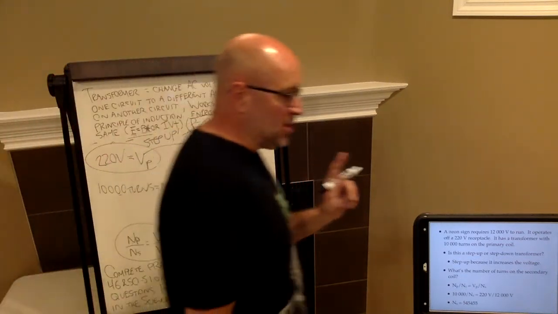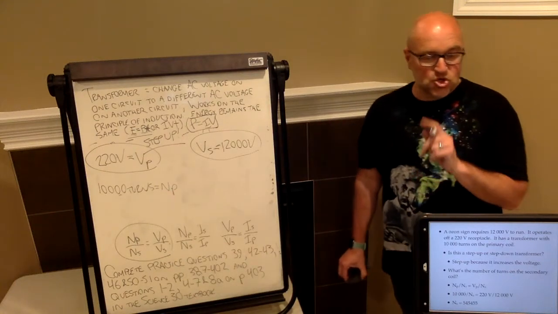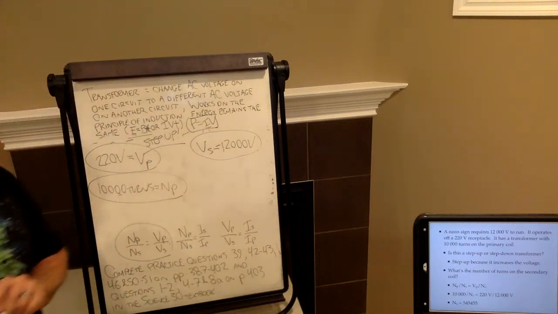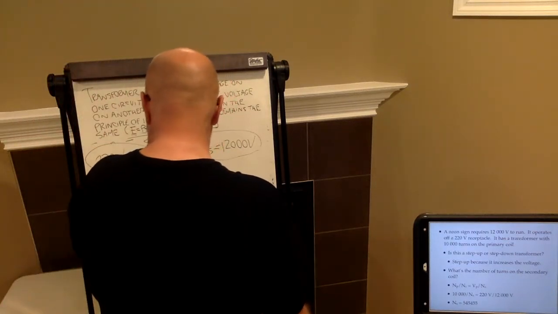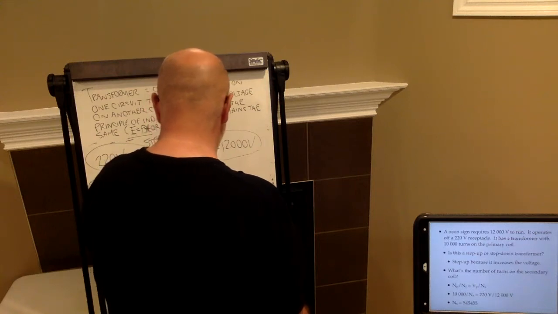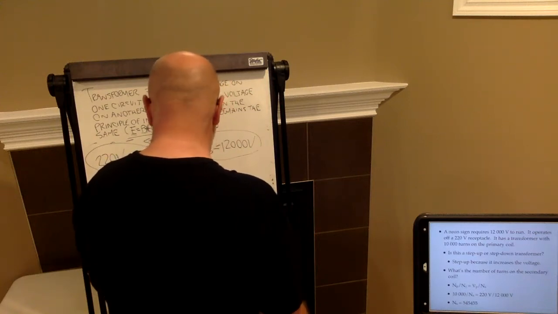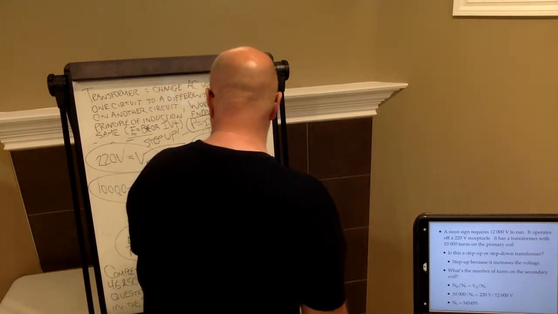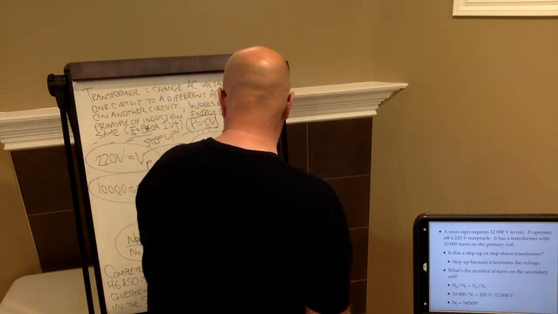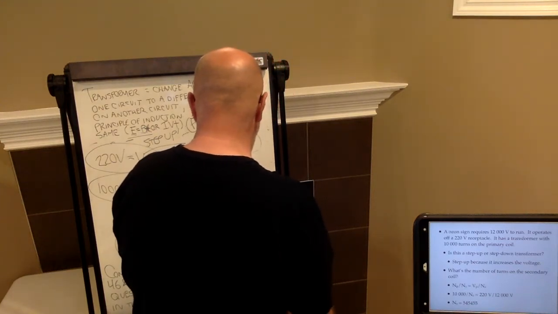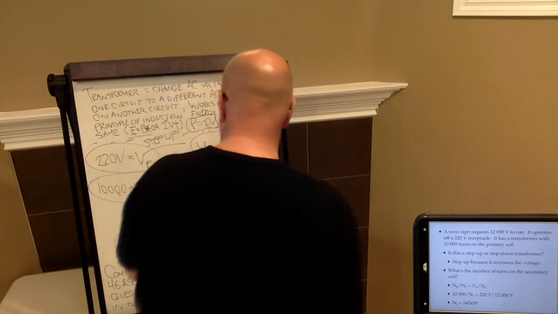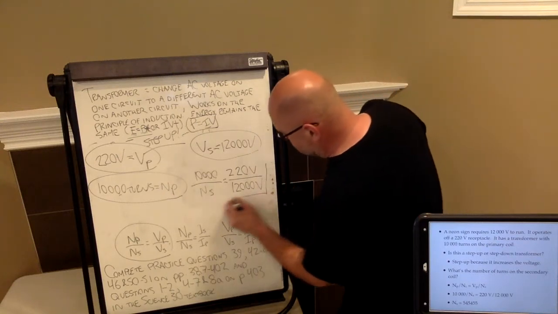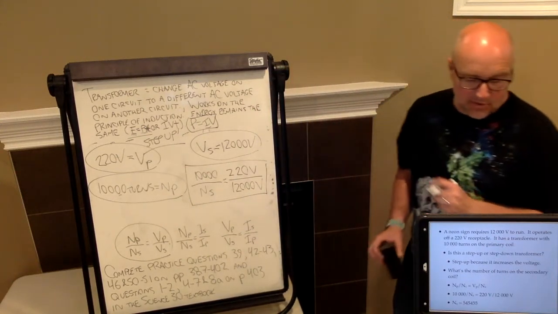Now, the question is clearly saying that there are 10,000 turns on the primary coil. So that is in fact correct. So I'm going to go with 10,000, which is going to be my NP number, over NS. My VP number is going to be 220. My VS number is going to be 12,000. That's my cross multiplication right there.